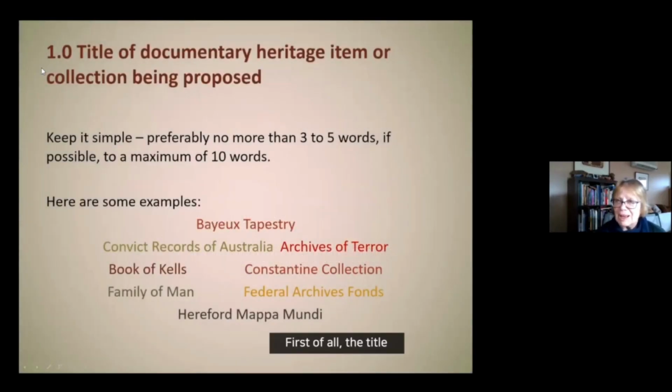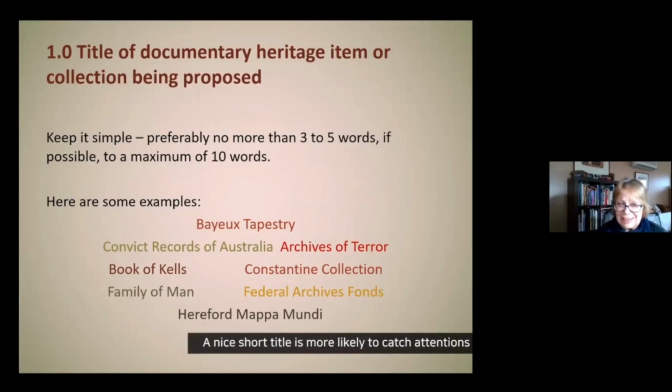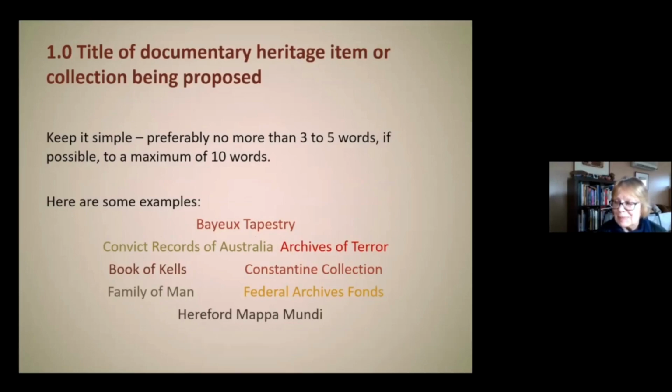First of all, the title. This might seem like a very obvious point, but it's actually something that's quite important. If it's a nice, short, catchy title, it's more likely to catch attention. So keep it simple, keep it down to 3 or 5 words, not a long sentence. Try and keep it short. A maximum of 10 words, that's enough.